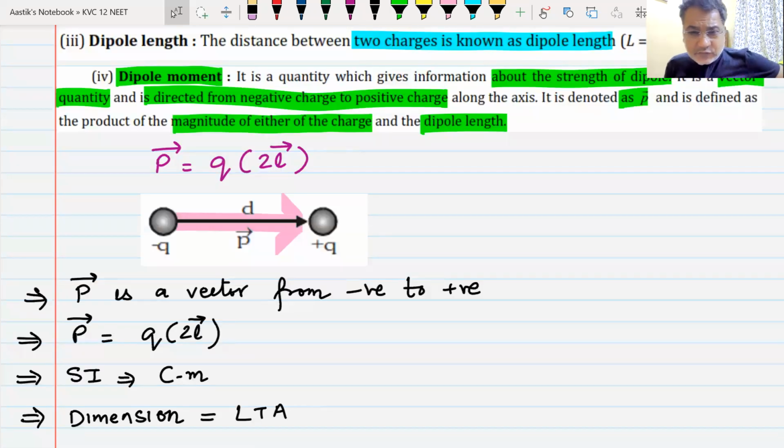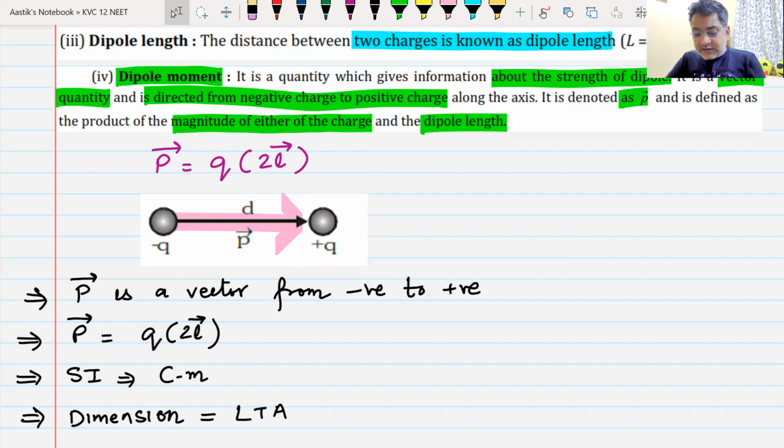To characterize every dipole, to find out the strength of any dipole, I have a vector which is known as the dipole moment. The value of dipole moment is q multiplied by the dipole axis, and the direction of the dipole moment, which is a vector quantity, is from the negative charge towards the positive charge. We all remember this?